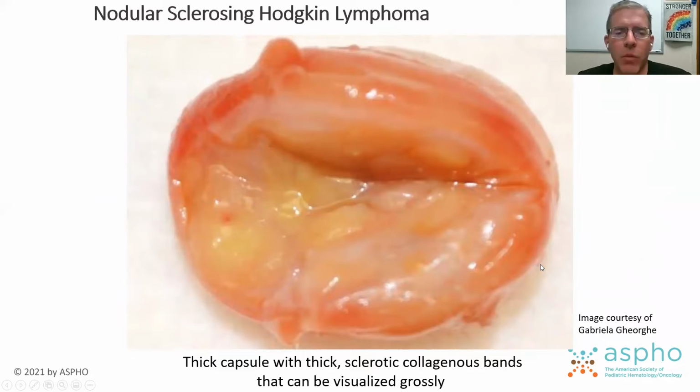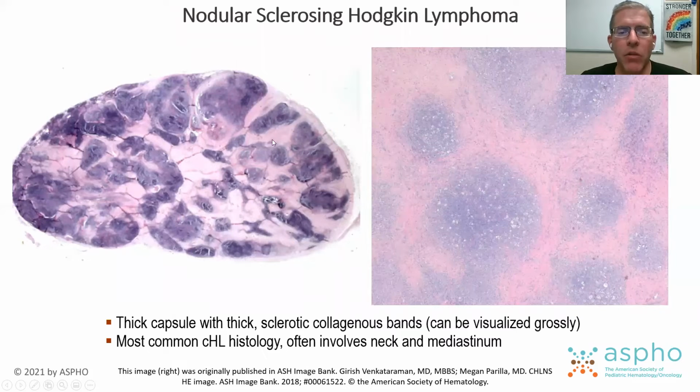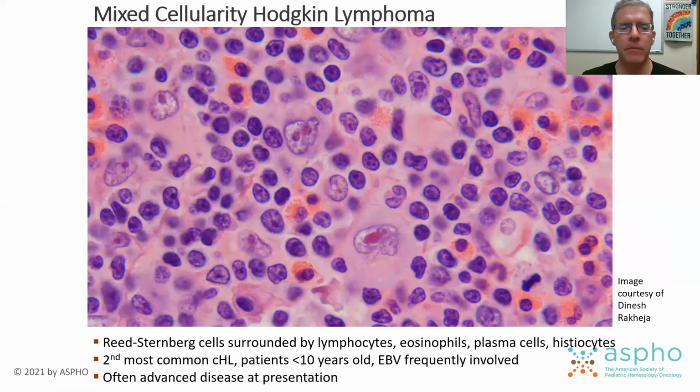The first histology we're going to talk about is nodular sclerosing Hodgkin lymphoma. These can be visualized grossly because they have a thick capsule with thick sclerotic collagenous bands. And you can see that here as well. And you can see these collagenous bands surrounding distinct nodules. This is the most common classic Hodgkin lymphoma. It often involves the neck and the mediastinum.